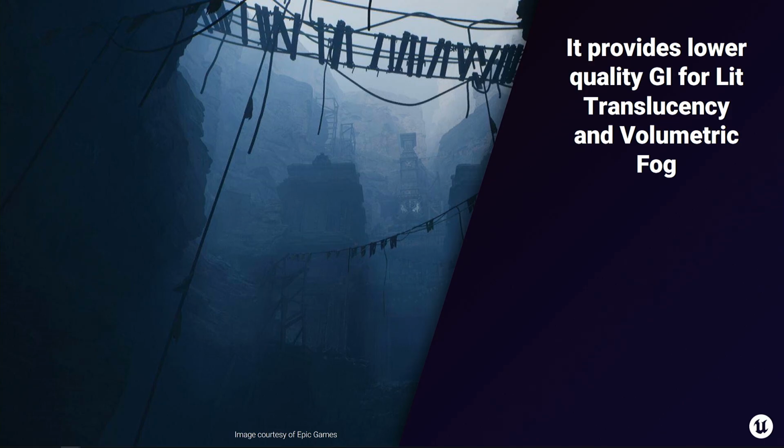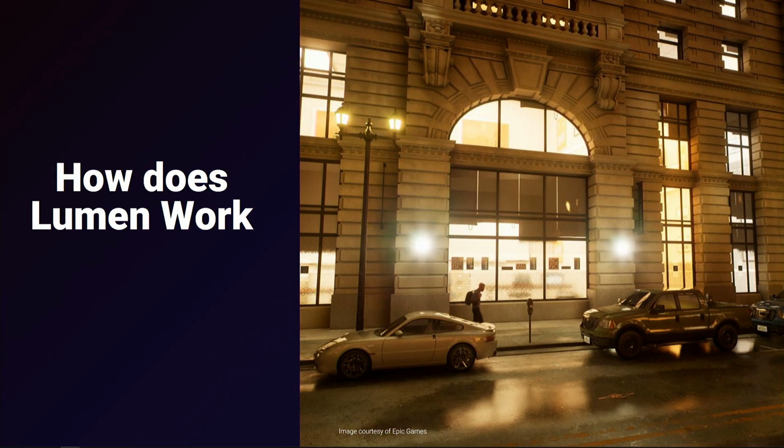It does provide lower quality global illumination for lit translucency and volumetric fog, and that's something new that comes with Lumen. And let's talk about how Lumen works, because that's something that we're asked about a lot. So Lumen renders diffuse interreflection with infinite bounces and indirect specular reflections in large detailed environments at scales ranging from millimeters to kilometers. What does this mean basically?